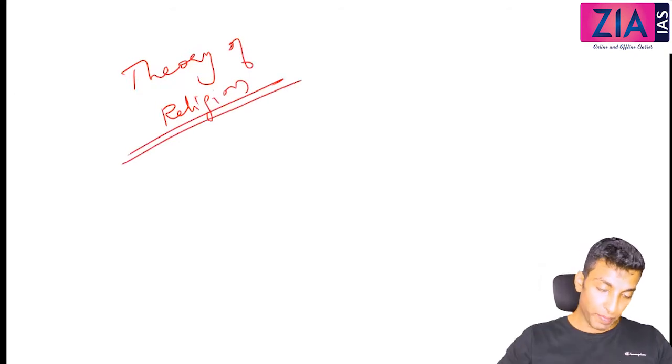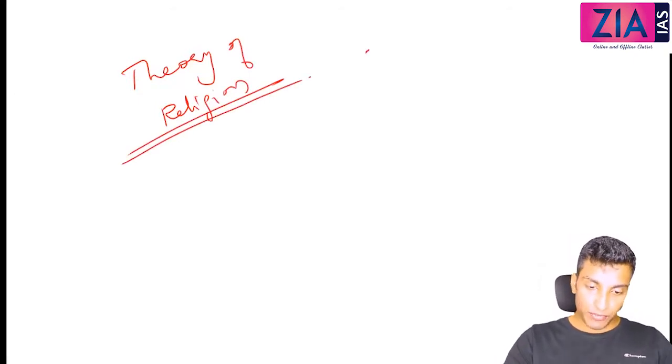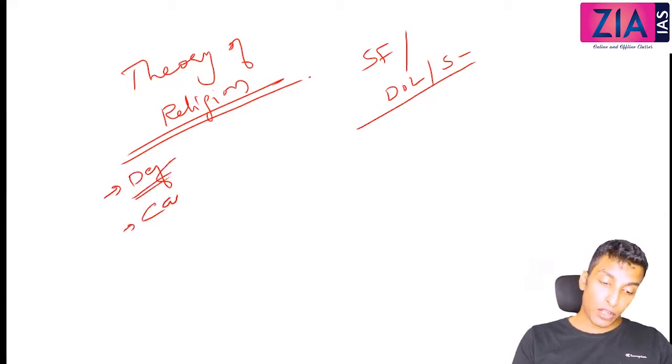In this session, we are going to discuss the theory of religion by Emile Durkheim. We have already discussed social facts, the division of labor, and also suicide. In this theory also you will see a similar pattern. We need to discuss the definition first, and then the cause of religion: why and how religion came into existence.